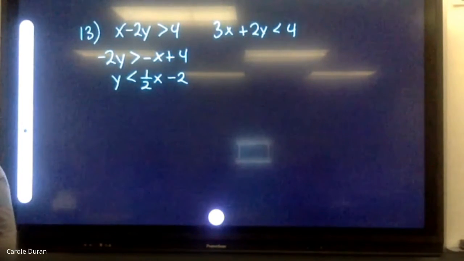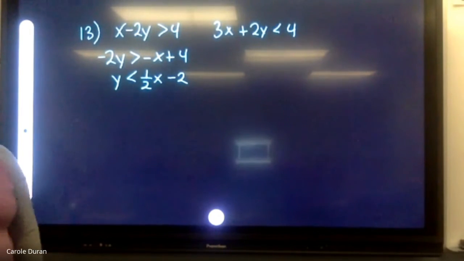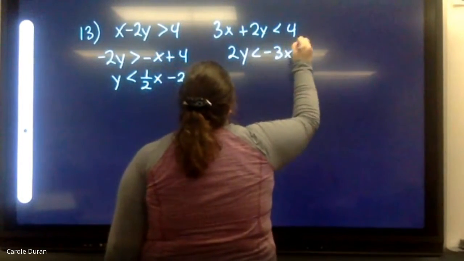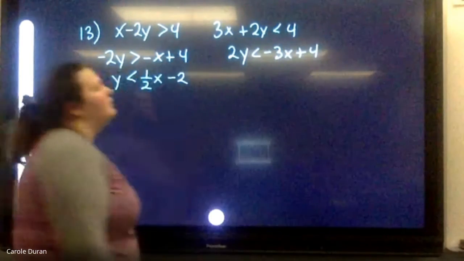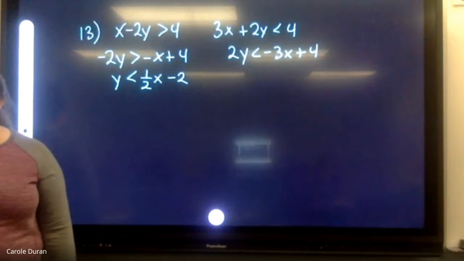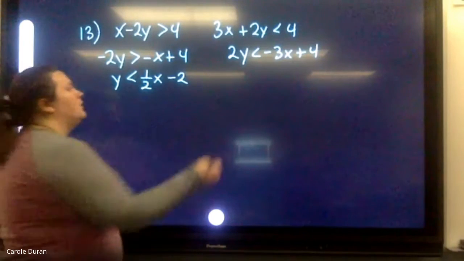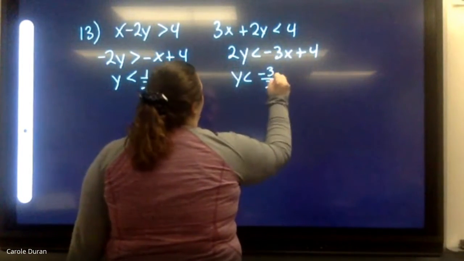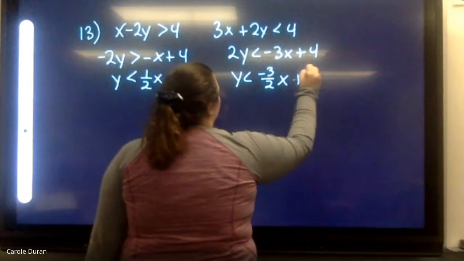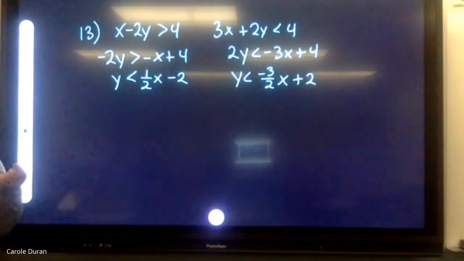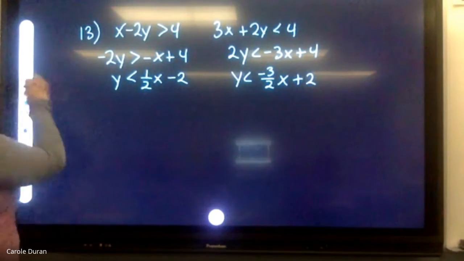Okay, second equation. I want to get y by itself. What's the first thing I need to move? The 3x. So I have 2y is less than negative 3x plus 4. Then what do I do? Do I flip the sign? No, because I'm dividing by a positive 2. So I have y is less than negative 3/2 x plus 2. And now I have my two equations that I'm going to put on the graph.